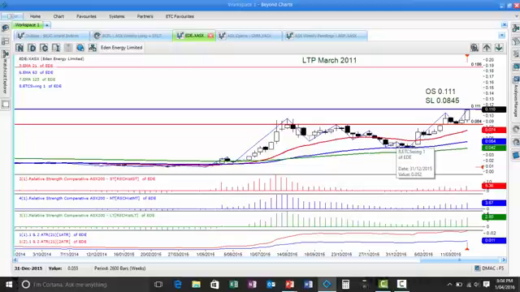All we need to think about is, is there any overhead resistance, and you'll see that I've drawn a line in here. There is a long-term peak back in March of 2011. It's way up at just above 18.5 cents. So in terms of risk to reward, we've got at least a minimum of 2 to 1 to that particular level. You'll notice that last candle, very strong candle given what our market has done this last week. So that's a positive, a big plus for this particular stock.